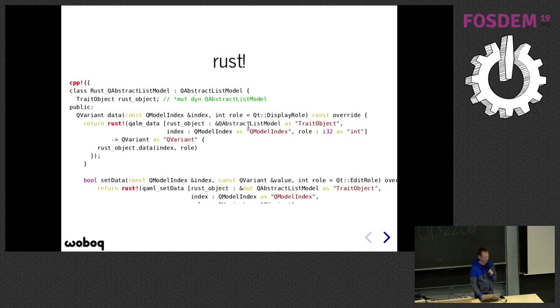It's a trait object. And so this allows us to create, this thing you would write in your bindings, of course. And so the user of the binding just re-implements the QAbstractListModel trait and does not have to care about all of that. And that's how we map inheritance to Rust.